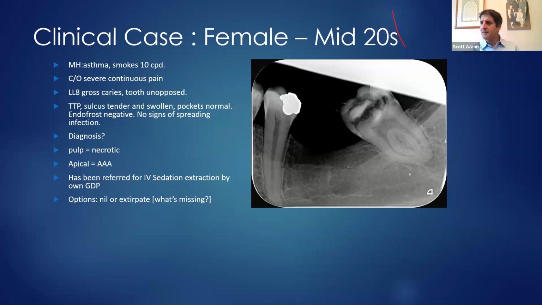Can anyone let me know what is missing here? What option has not been given that really ought to be given? There's no opposing tooth, so extraction. Exactly. It's a pretty straightforward case, I would have thought, but it wasn't offered.